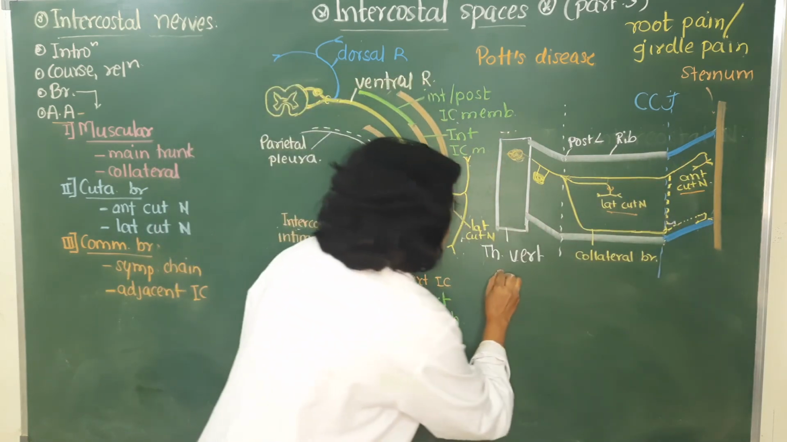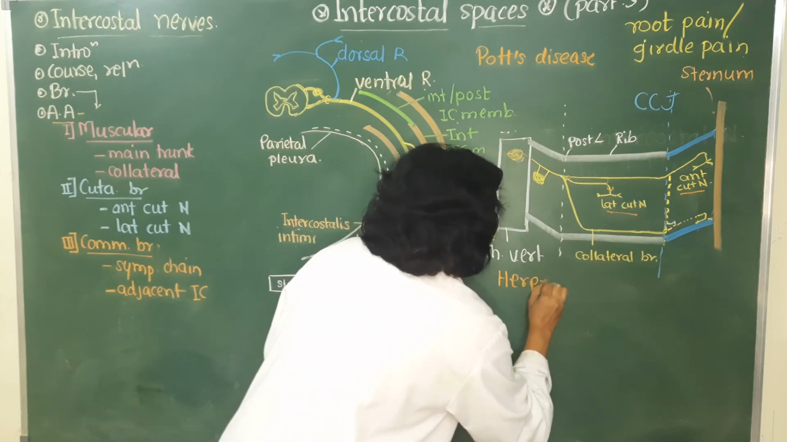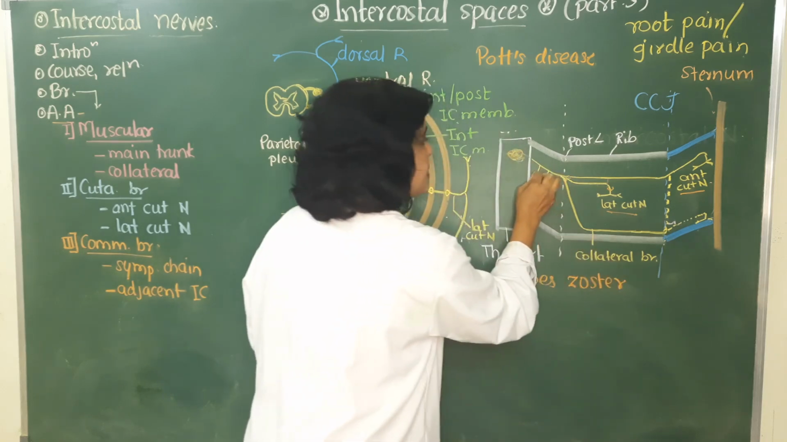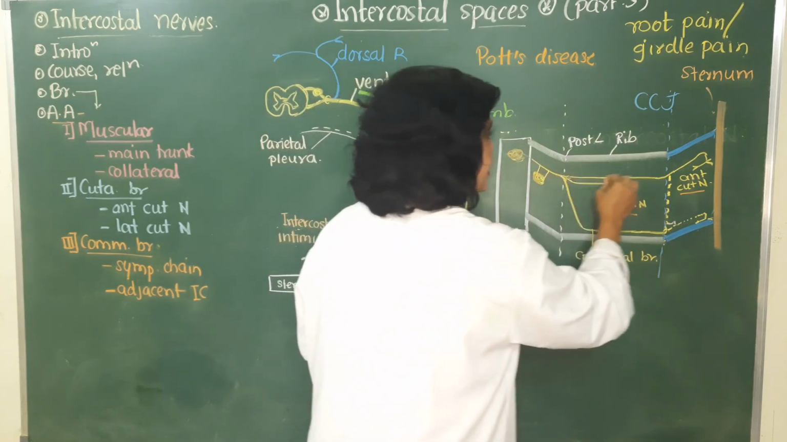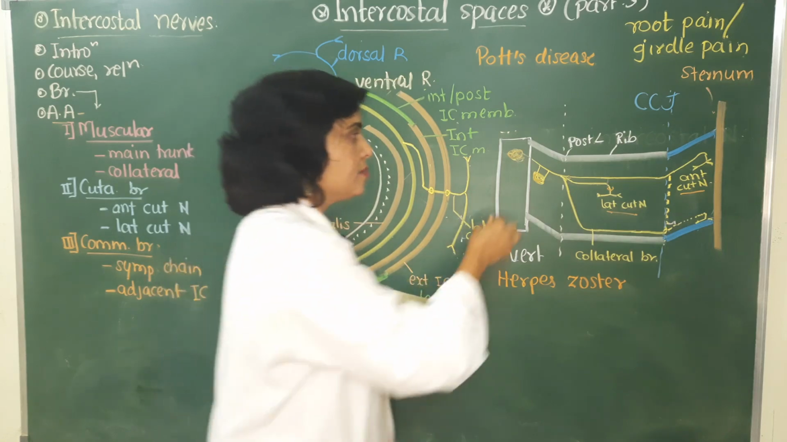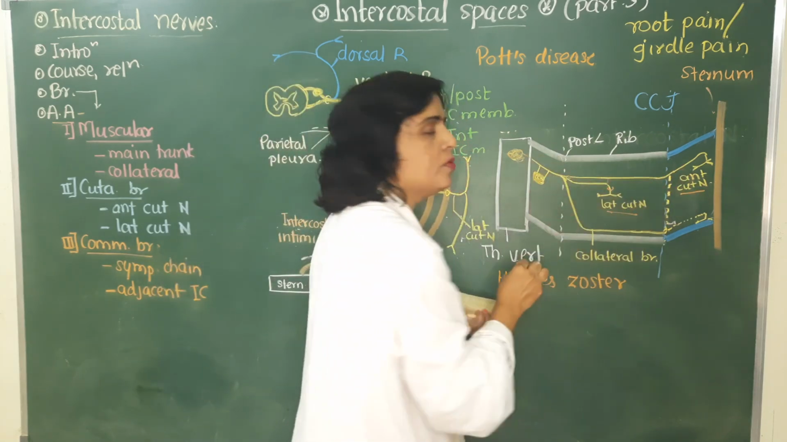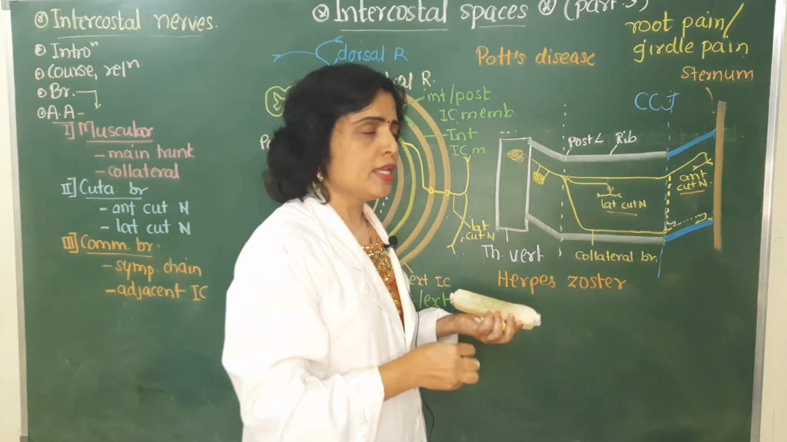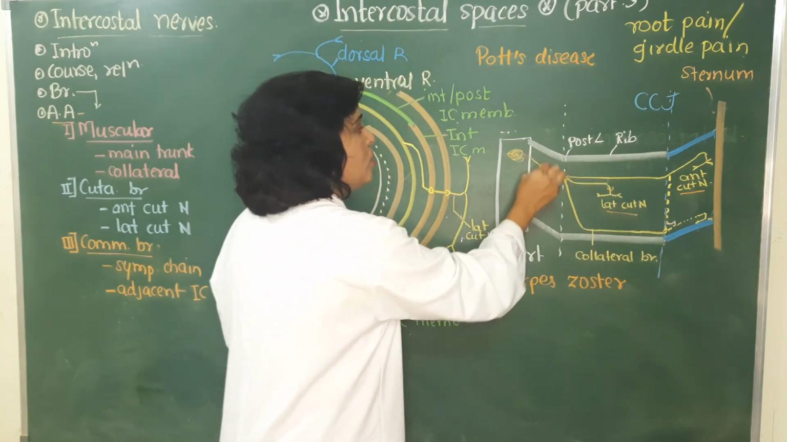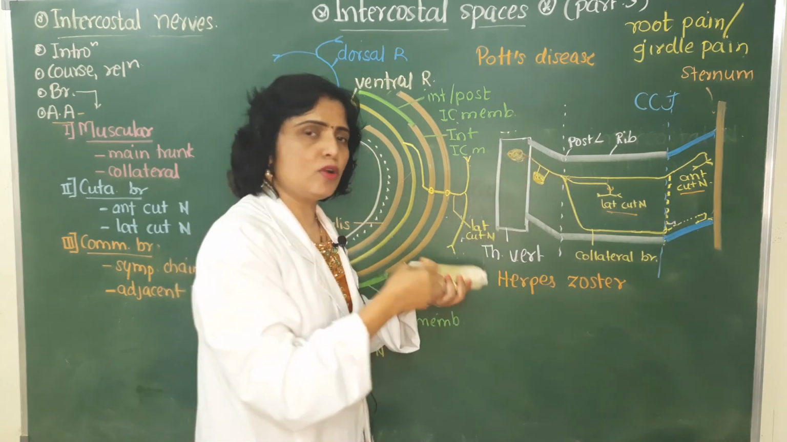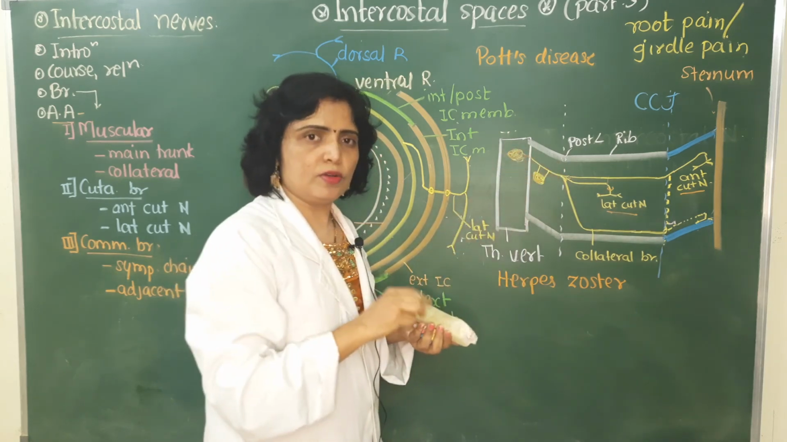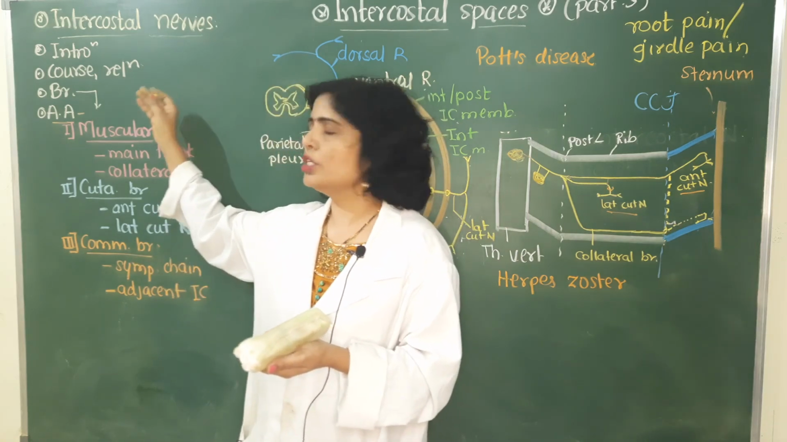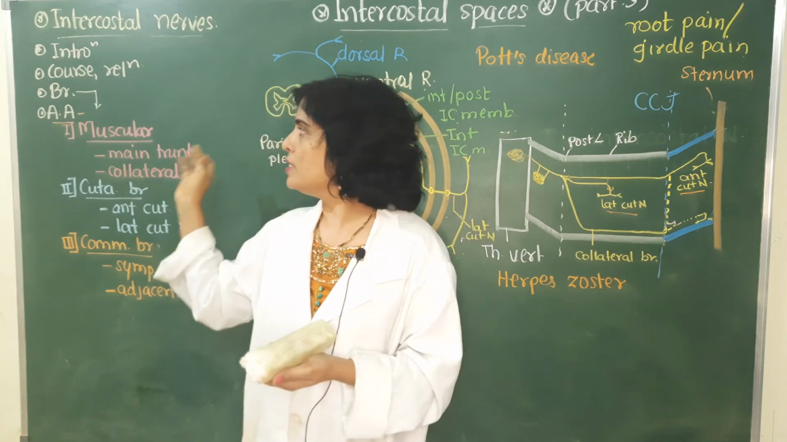And in one condition called herpes zoster, if there is herpes zoster of the sympathetic chain, there is a vesicular eruption in the dermatome of the intercostal nerve. Okay, and there is a severe pain along the distribution of the same intercostal nerve. And one more you can say, block of this intercostal nerve. Intercostal nerve block is done in the posterior part of the intercostal spaces. So that is all about the intercostal nerve. So we have seen the introduction, then course and relations, then branches and applied aspect.